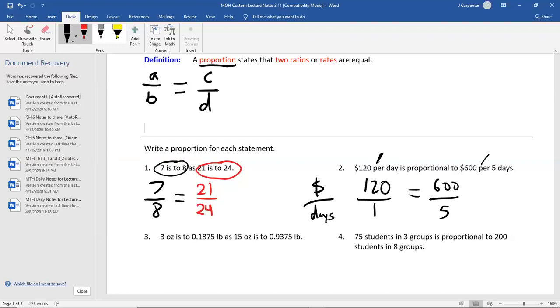3 ounces is to, well, I might have to sneeze. Hold on. I don't want to blow your.